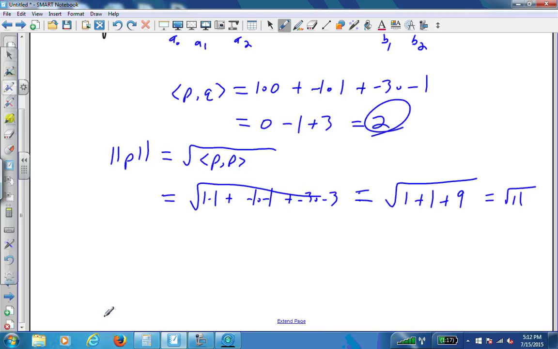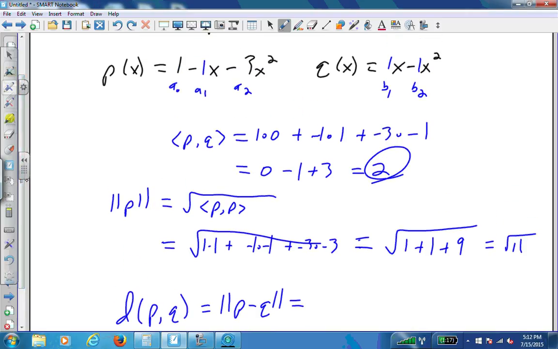Let's see. If we want the distance between p and q, remember that's the norm of p minus q, which it turns out is the same as the norm of q minus p. So if we do p minus q, it's 1 minus nothing. Negative x minus 1x, so minus 2x, minus 3x squared minus a negative, so plus x squared, so that's minus 2x squared.